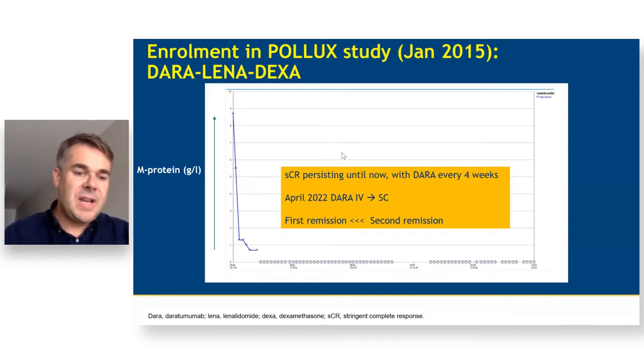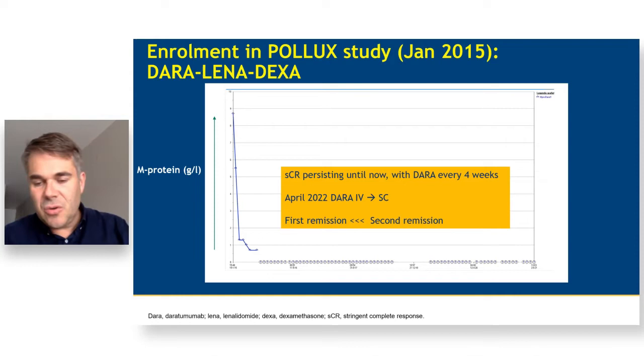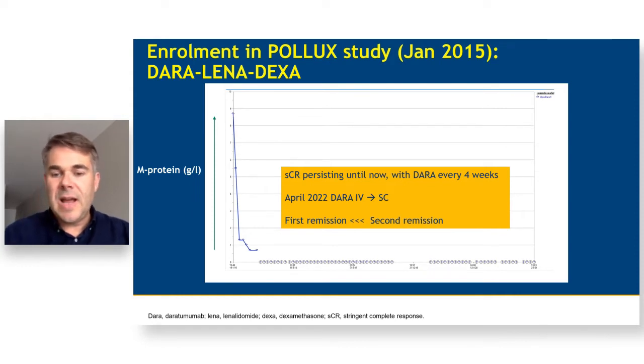And you can also see in the graph that this patient achieved a very deep remission. In fact, she achieved a complete remission, a stringent complete remission, which persists until now. So her second remission is lasting from 2015 to 2022 July, 7.5 years, and maybe even longer because she's still not relapsing, while her first remission was only 1.5 years.